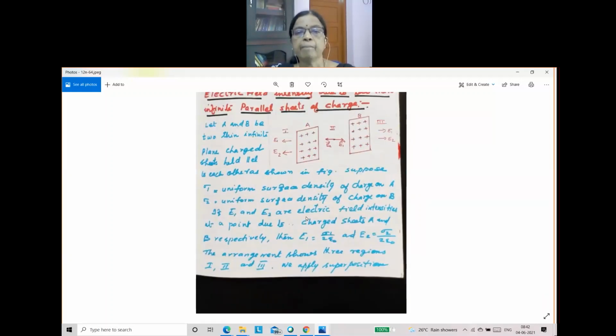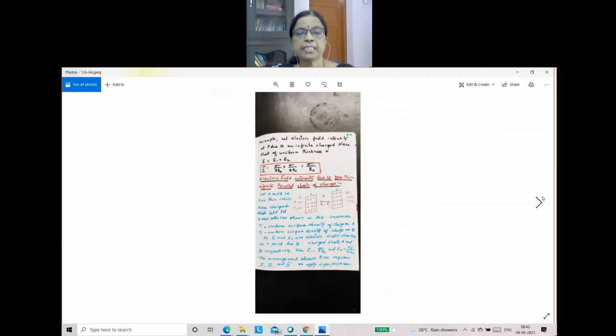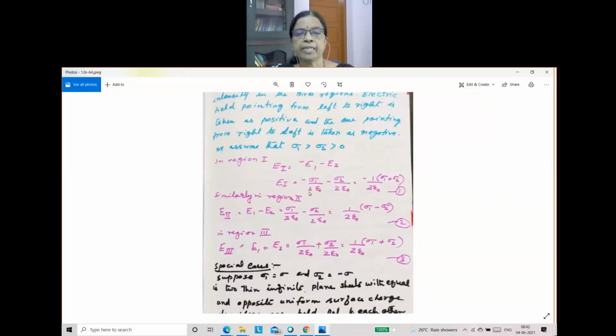So, E1 plus E2, first in region 1 we can find out. The electric field intensity in region 1 is on the left side of the sheet A. On the left side we take minus, on the right side we take plus. So as it is the left side, minus E1 minus E2. So minus sigma 1 by 2 epsilon 0 minus sigma 2 by 2 epsilon 0. Taking the common factor outside, minus 1 by 2 epsilon 0, and inside the bracket, sigma 1 plus sigma 2.